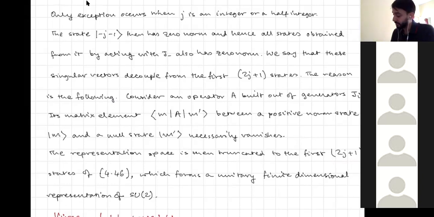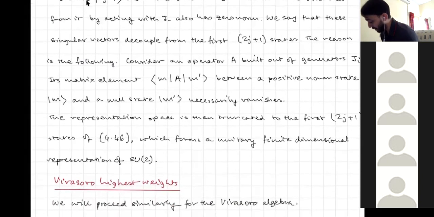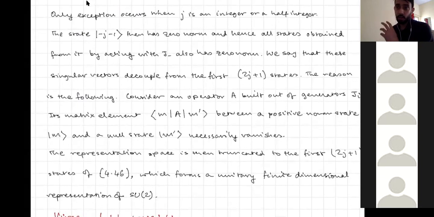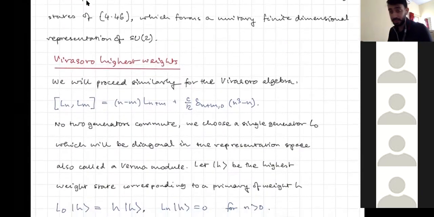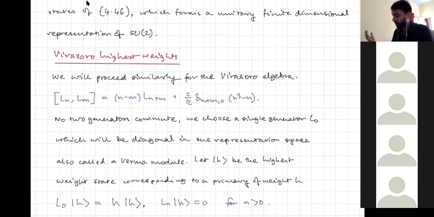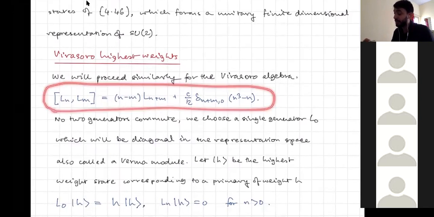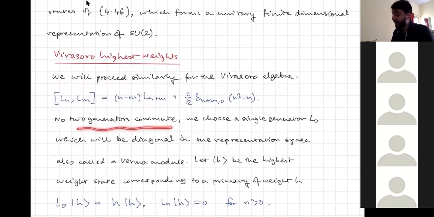Okay. So that's what this is, and this sort of logic is also very similar to what we are going to be doing for our case. So we are going to proceed in a very similar manner for the Virasoro algebra. Look at the algebra, and from here it's apparent that we do not have two generators that commute. So we will choose a single one, in this case L0, which will be diagonal in the representation space. This representation space, as we have said before, is also called a Verma module.